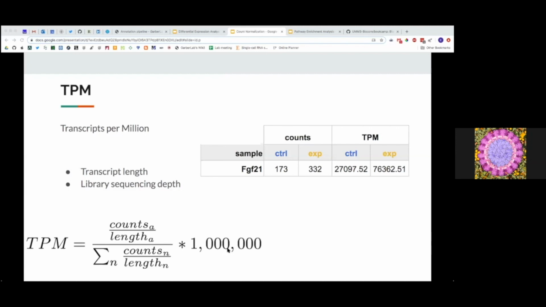So just as a quick example, the FGF21 you show here, you're saying that you found in the control group 173 transcripts of FGF21. Well, reads. We're translating it to transcripts, but it's not actually right unless you have unique molecular identifiers. So I'm saying it as in I saw 173 transcripts, but we know that each transcript is going to generate more than one fragment, and you're going to sequence those fragments independently.